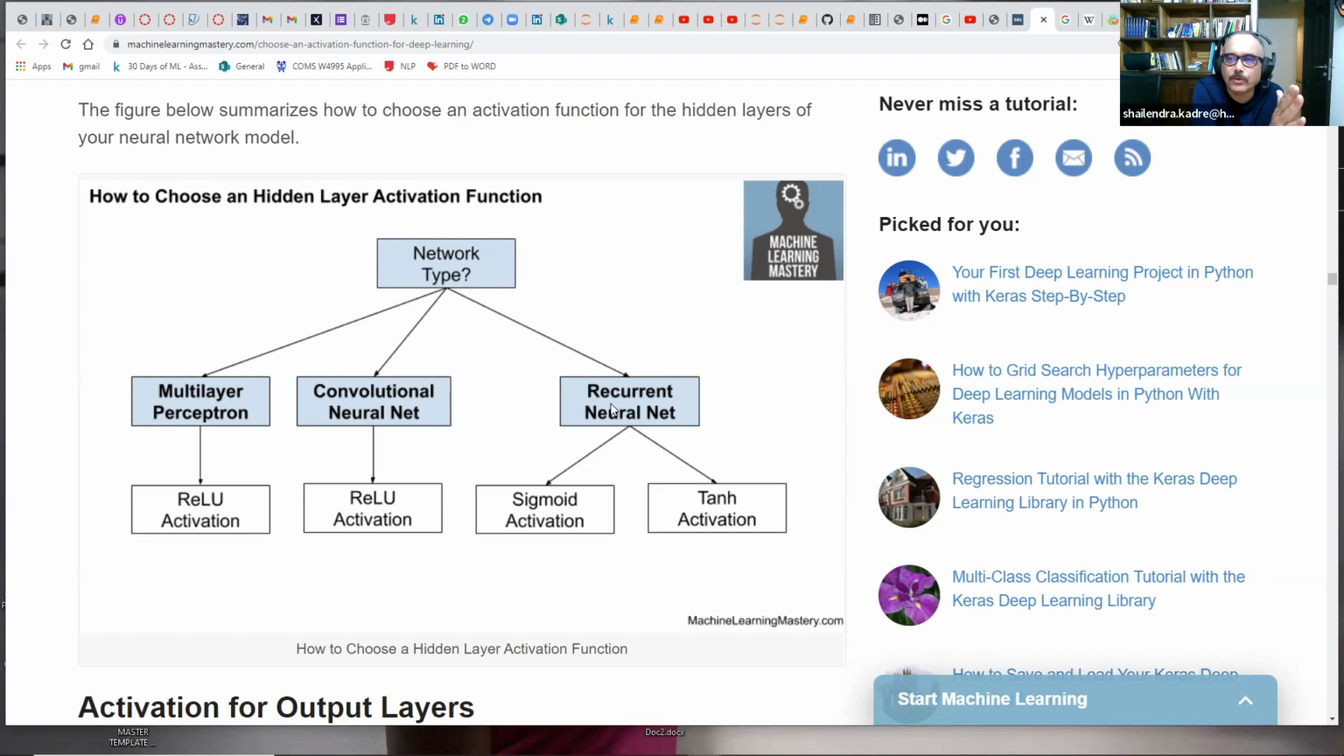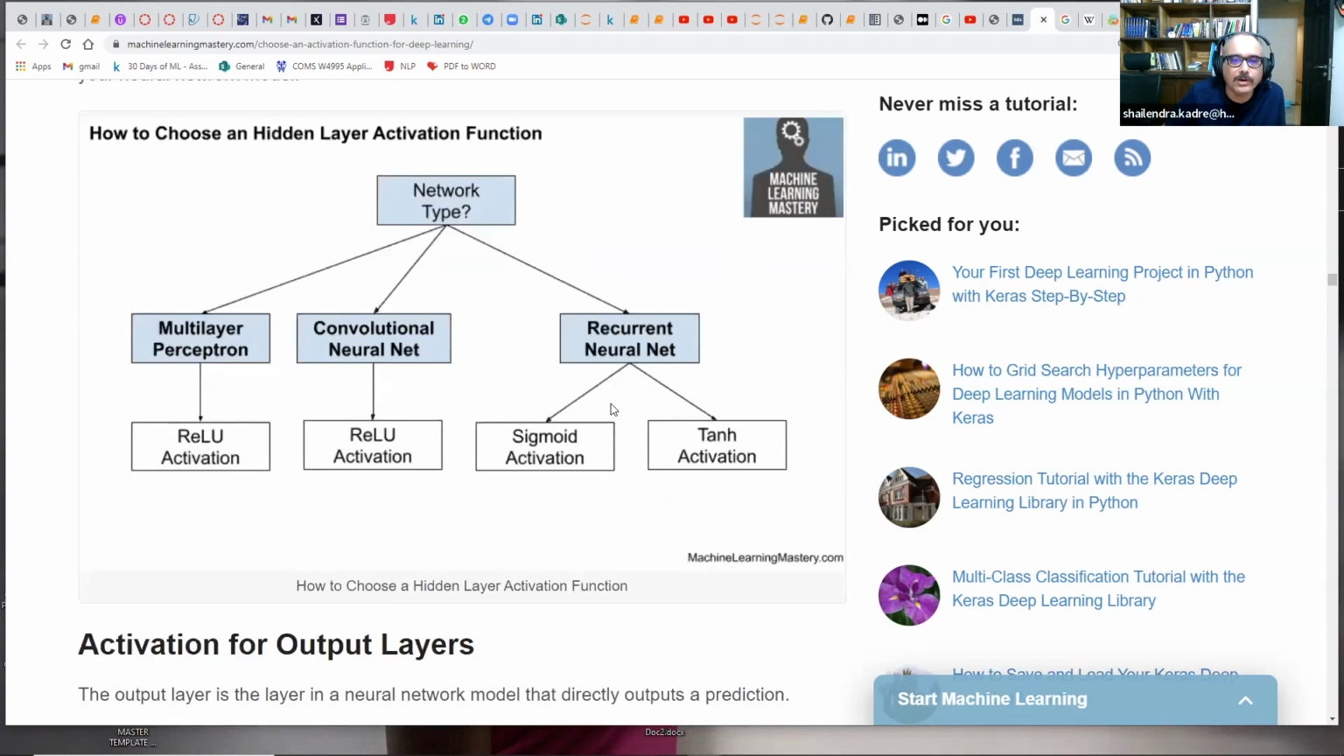What those results are, we'll get into that later. But research has found that ReLU is a very suitable activation function for hidden layers in the case of a multi-layer perceptron. Multi-layer perceptron is nothing but our artificial neural network, ANN. And when we go to convolution, then also in hidden layers we choose ReLU only. But when we go to RNN, CNN and RNN we will discuss later, the game is different.